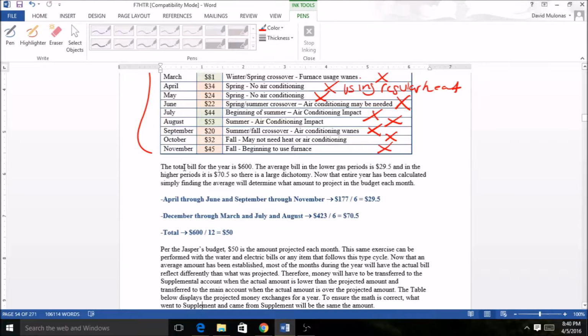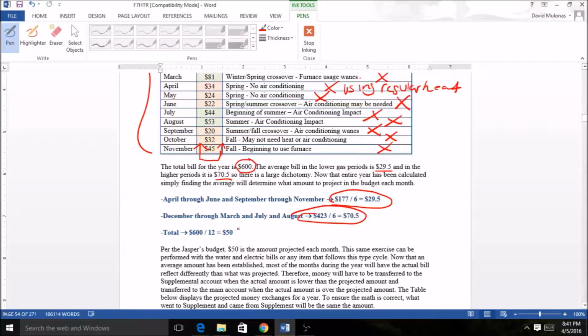So what we want to do here is just perform the exercises that we have with the other two examples with bowling and childcare. So we can see that if we add up all of this right here, the total bill is $600. Just for some numbers here, we see the lower gas periods at $29, and higher periods it was $70.50. So there's a large dichotomy, right? It's a big swing. Your range is very big. But in terms of the actual bill amount, it's not too bad in this case.